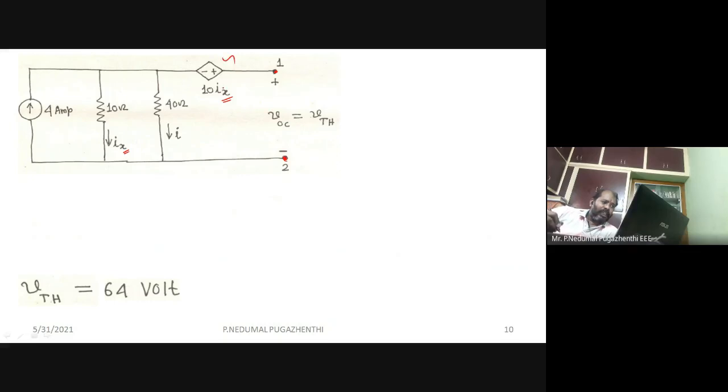One is this 10 into Ix and the other one is 40 into I. So I should know both the voltages, which will give me the total voltage. What is V0, V0C, or V open circuit, or V Thevenin.